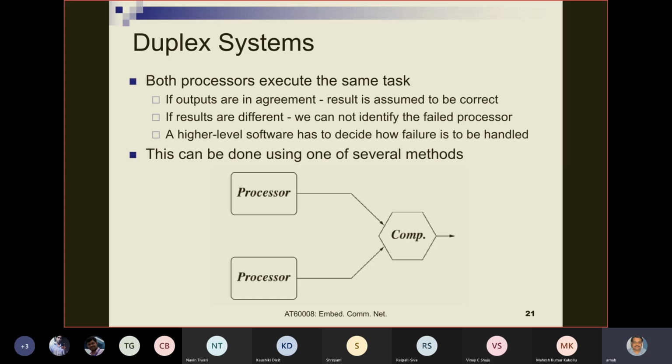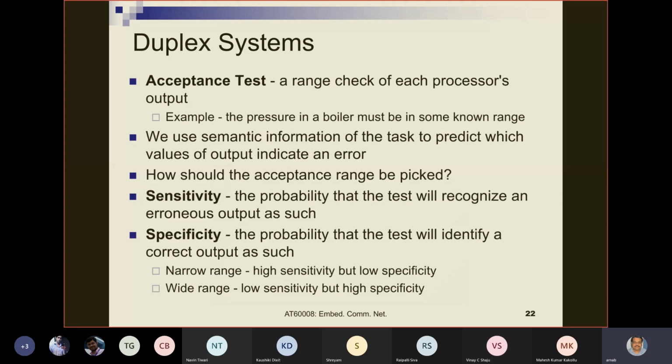So this can be done using one of several methods. How? Then we come to something called acceptance tests. As I told you, C was doing that acceptance test. You saw that coverage factor, that probability C that was coming. That was the probability that a fault will be correctly detected through the acceptance test. So the acceptance test is a range check of each processor's output. Example, the pressure of a boiler must be within some known range. If it is outside that known range, then there is some problem with the boiler.